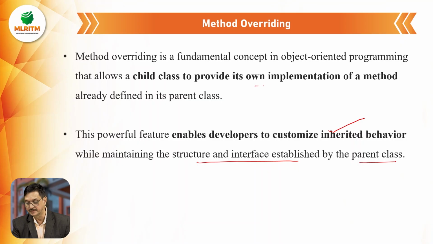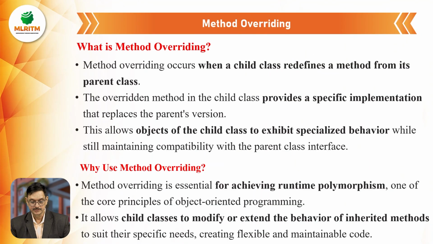Okay, so the child class provides its own implementation. If a child class provides its own implementation, this is called method overriding. That means both child class and parent class are having a method with the same name. Okay, right. So what is method overriding? Now at the end we'll see what is the difference between method overloading and overriding, right? So method overriding occurs when a child class redefines a method from its parent class.